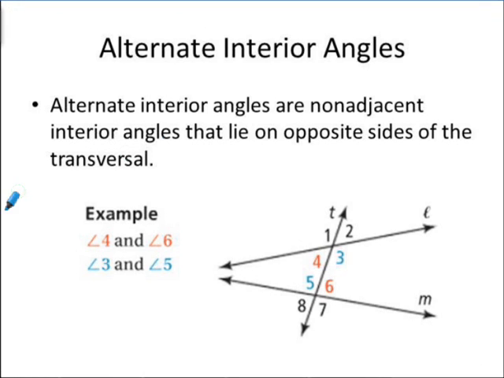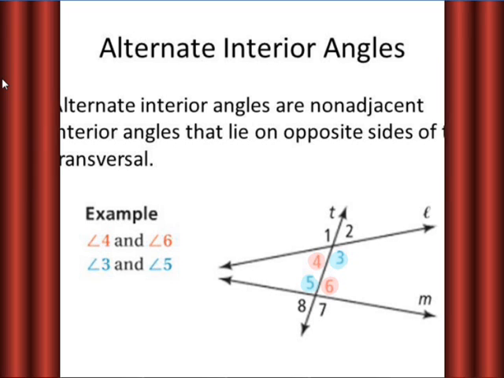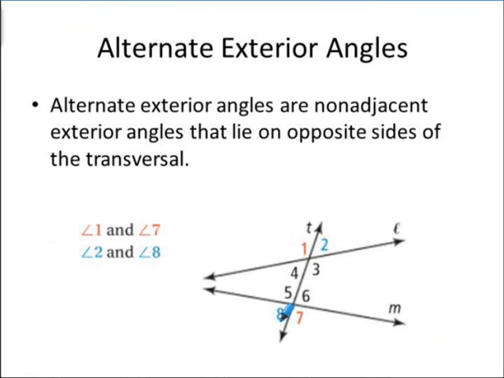Alternate interior angles. Alternate means like to take turns. And then interior is on the inside. So these alternate interior angles are angles that are on opposite sides of the transversal, but inside the two lines. And then we have alternate exterior, so same idea. 2 and 8 are on alternating sides of the transversal, but they're on the outside of the two lines that the transversal intersects. Alternate exteriors are on opposite sides of the transversal and on the outside of the lines that the transversal intersects.